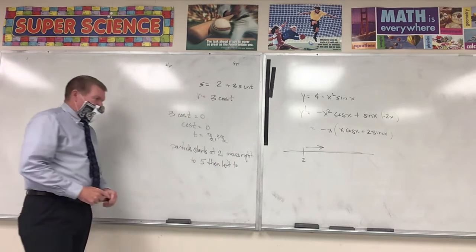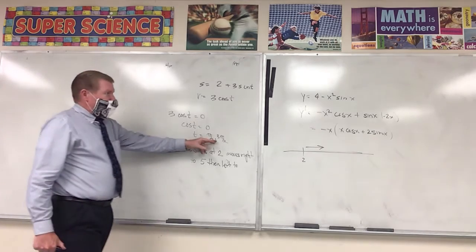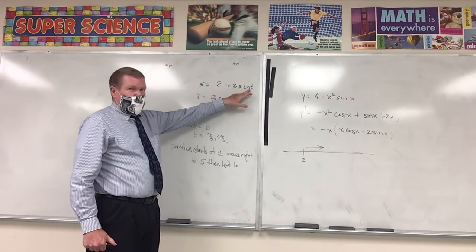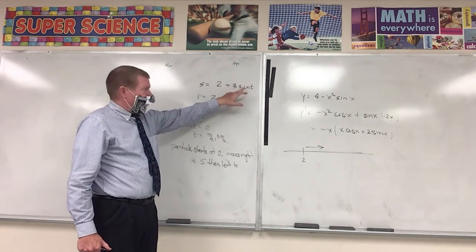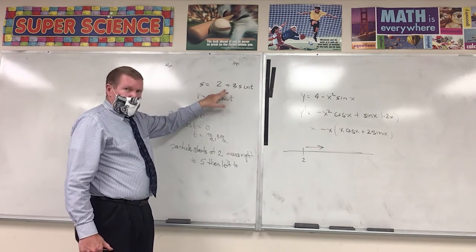Then I move left 2. When does it stop again? 3 pi over 2. So where is my particle at 3 pi over 2? Put 3 pi over 2 in. Negative 1 times 3, or negative 3, plus 2. Negative 1.